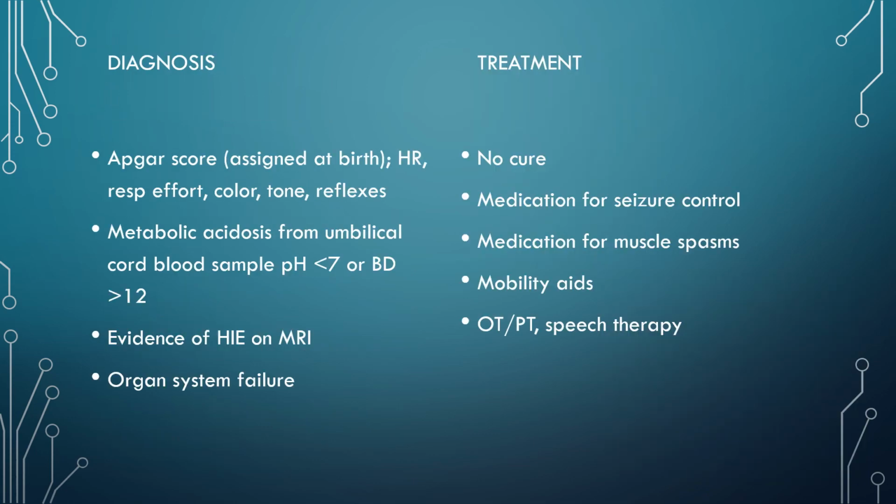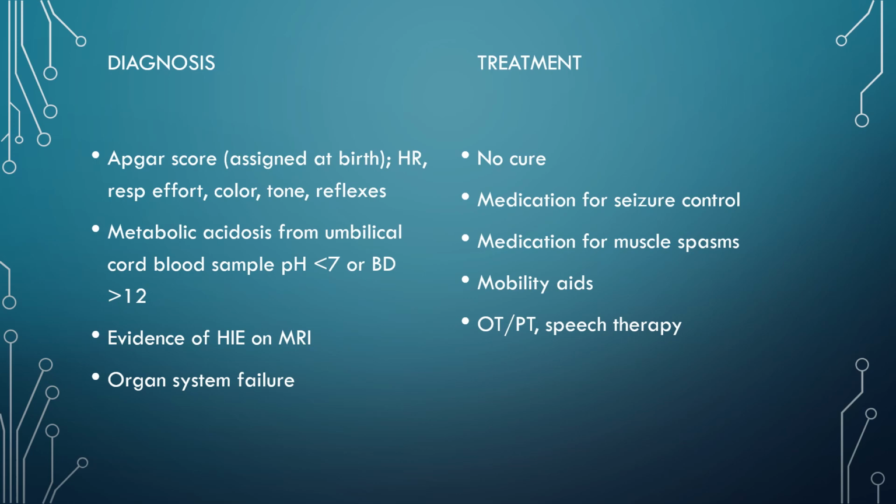So diagnosis of cerebral palsy, we don't diagnose it at birth, but we assign risk. So your APGAR scores, if you have low APGAR scores, and then you had metabolic acidosis, which would be a result of suffering hypoxia in the womb or around the time of delivery. And then we look for evidence of damage on MRI.